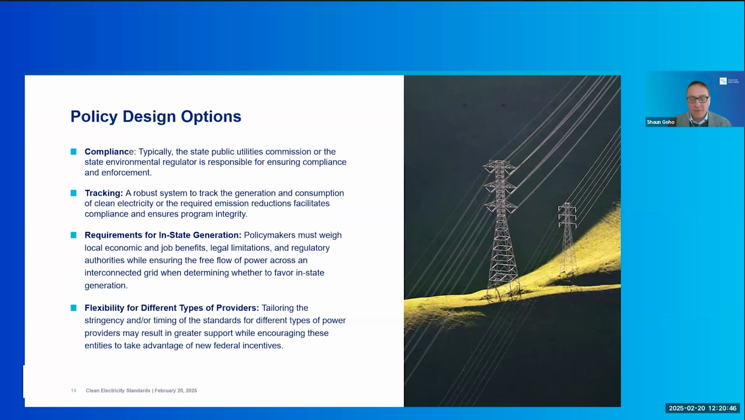Great. Thank you, Jeremy. I'm Sean Goho, the legal director here at CATF. I'm going to be covering the next 4 policy design options, which are on the next slide.